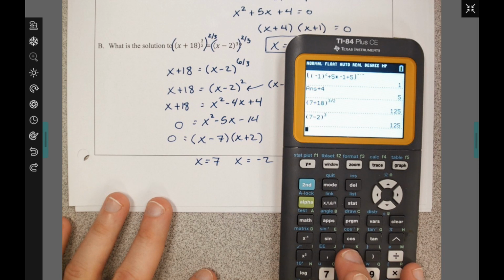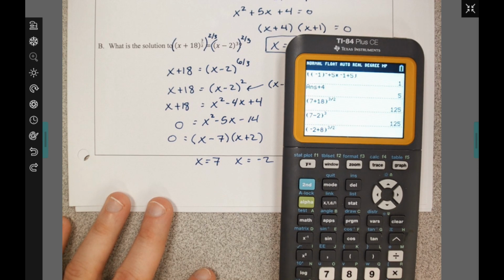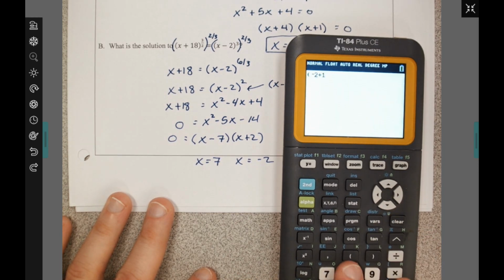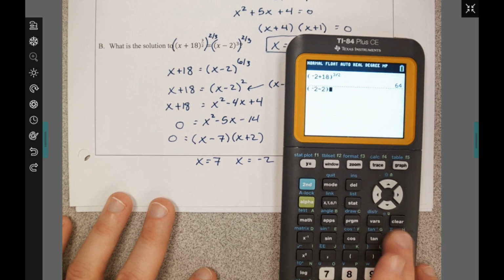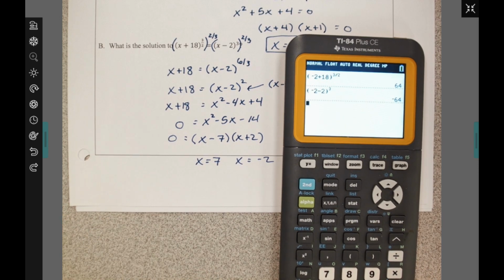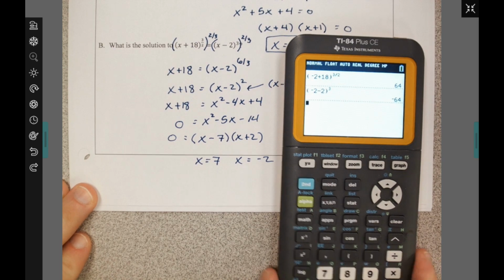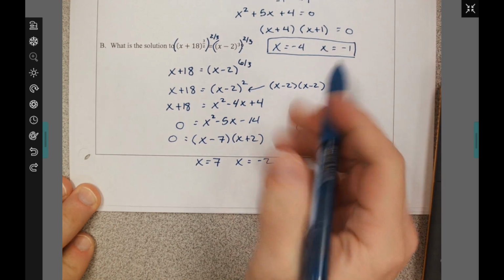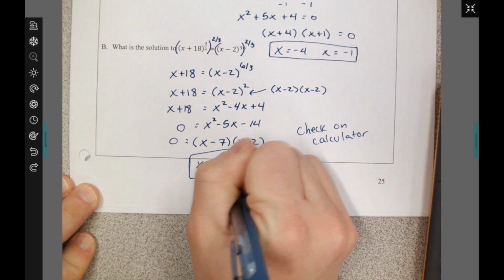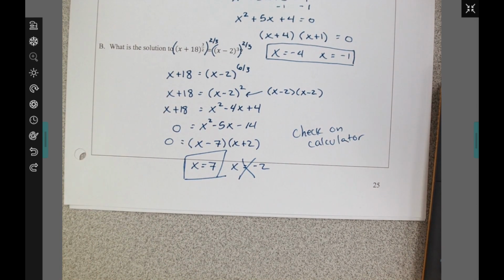Go ahead and do the same thing for negative 2. So parentheses, negative 2 plus 18, raise it to the 3/2. Gives me 64. And then on the other side, you have negative 2 minus 2, raise it to the 3rd power. Negative 64. A positive 64 is not the same as a negative 64. So what that tells me is that negative 2 is extraneous. The 7 was good. And that's section 5.4.